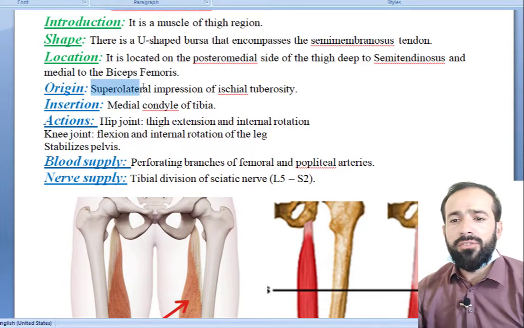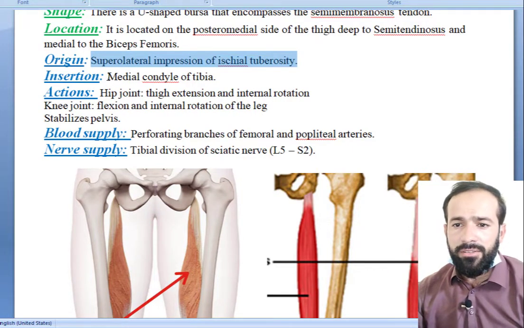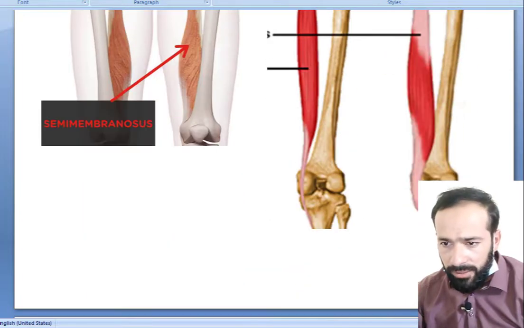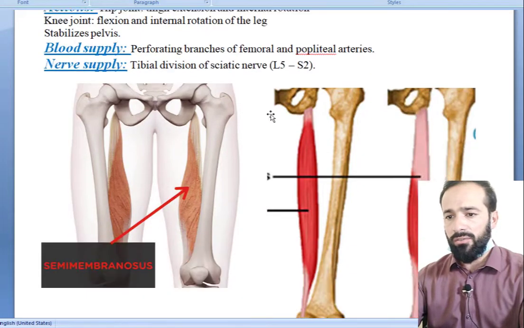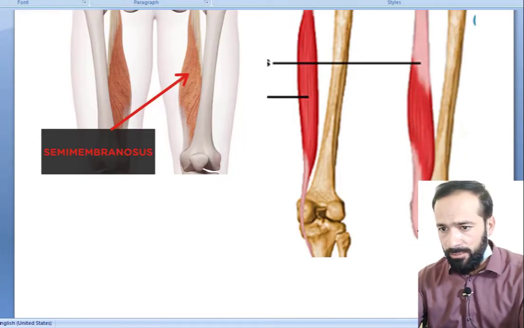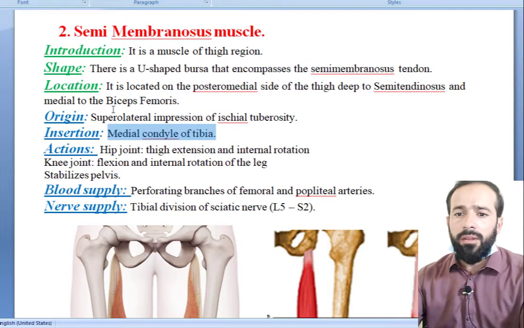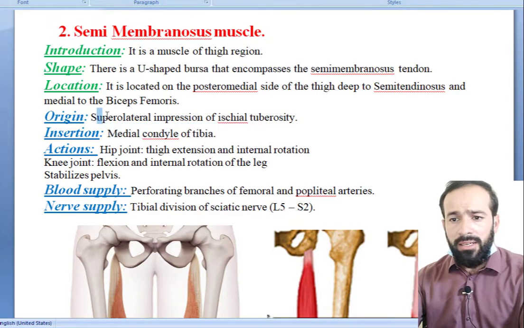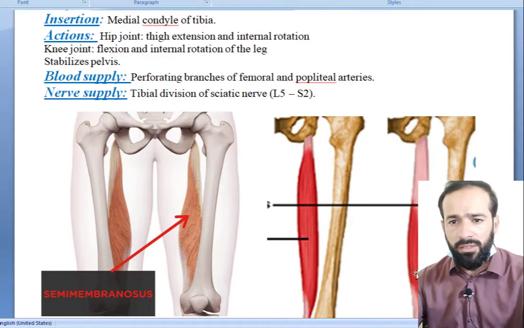What is its origin? It gets its origin from the supralateral impression of the ischial tuberosity, and it inserts into the medial condyle of the tibia. This is the medial condyle of the tibia, and it inserts there, right friends? Semimembranosus muscle. Once again, as I told you, it gets its origin from the supralateral impression of the ischial tuberosity and inserts into the medial condyle of the tibia.